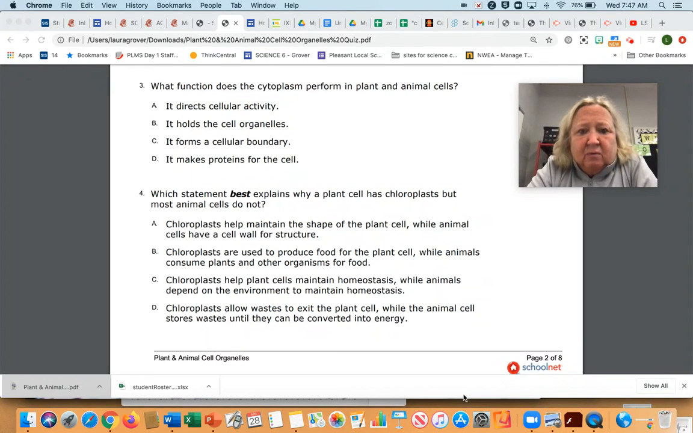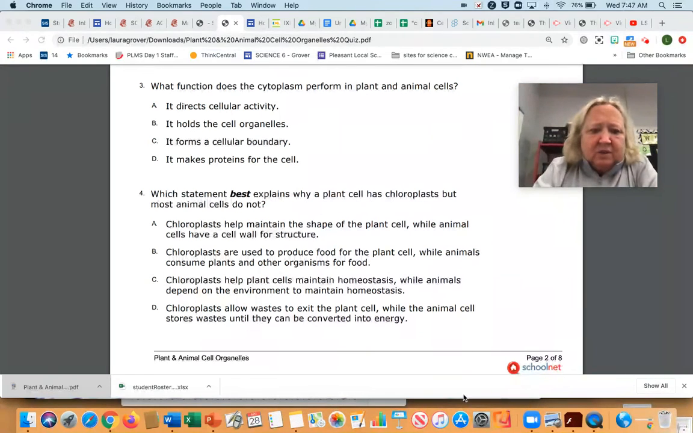Hey kids, I want to just go over a few questions that all of us struggled with a little bit on the Mastery Connect, and just kind of reinforce, explain, or discuss what the question wants. So we'll start here with this question.